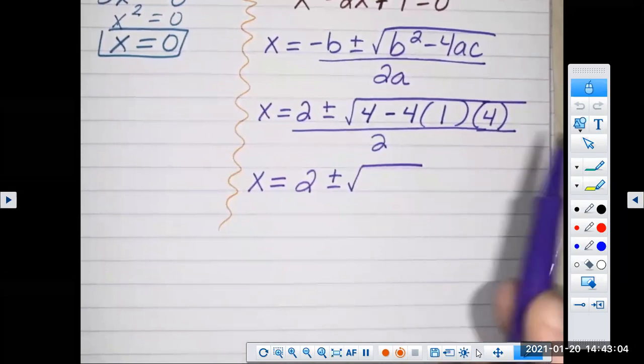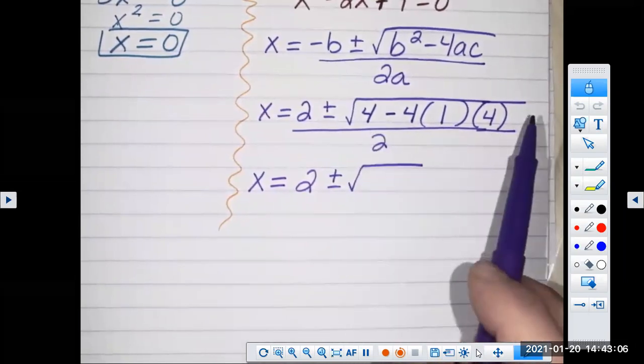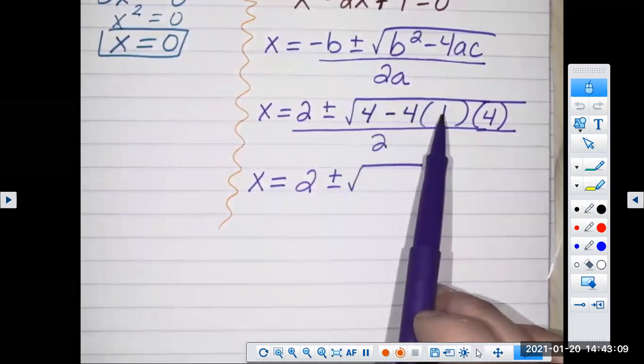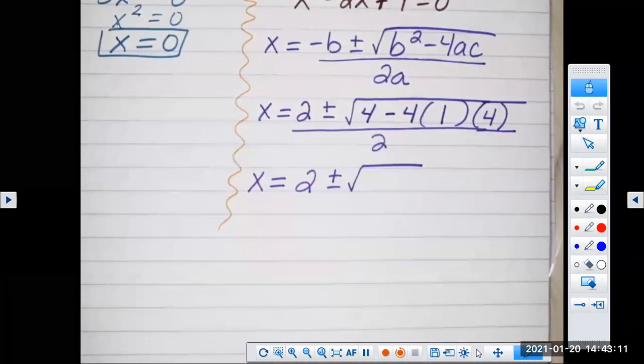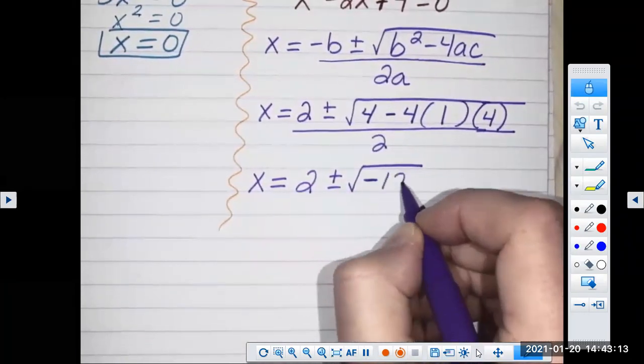All right, when you type this in your calculator, you can just type in 4 minus 4 times 1 times 4 and hit equal. You're going to get -12.